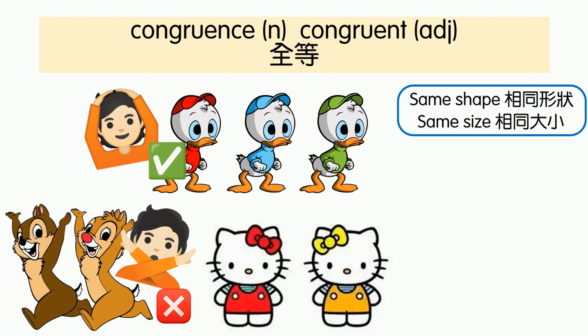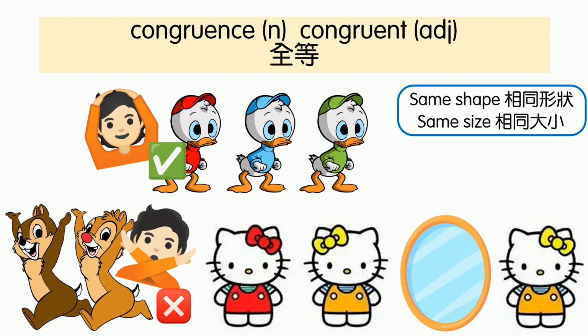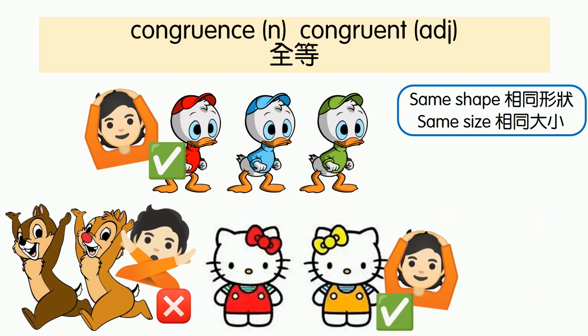Here you can see these two Hello Kitties. On the right-hand side, if we flip it over using a mirror, we can see that all of its features, at least in terms of shapes and sizes, are exactly the same. Therefore, in mathematics, we can say that these two are indeed congruent.